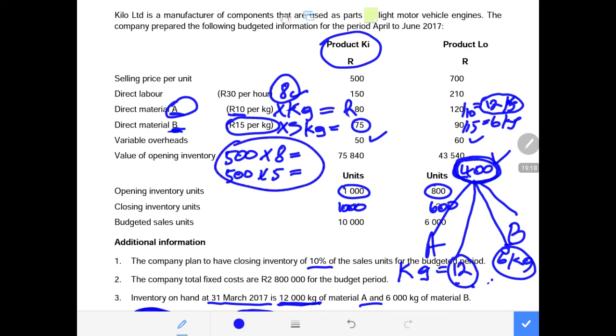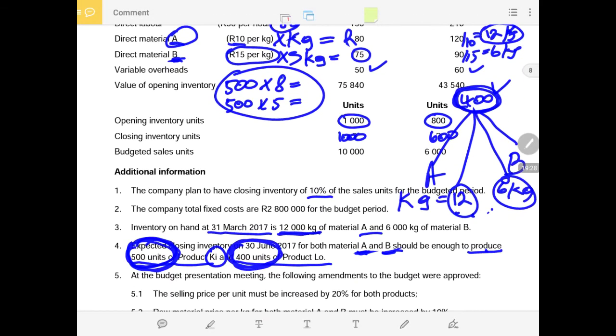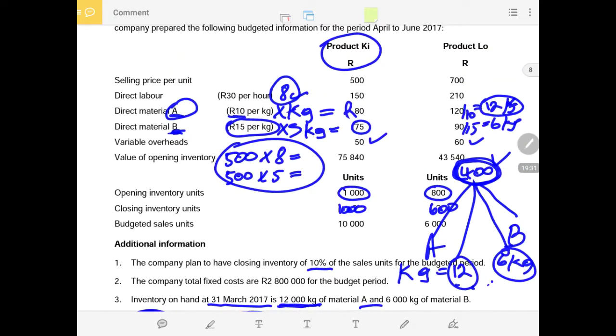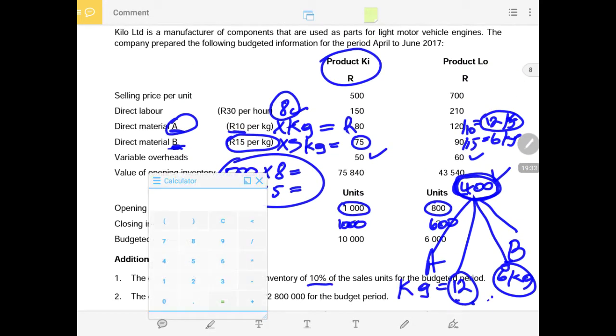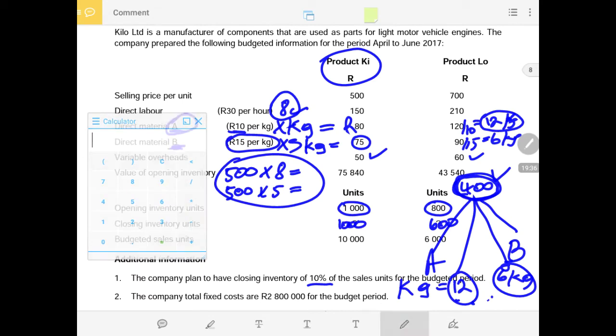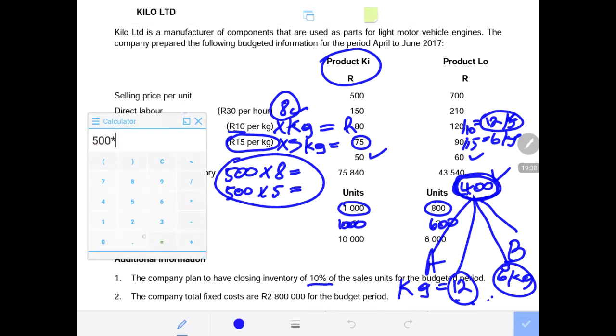of product KI. Now I am already in the material purchase budget, but again I will highlight that when we do that budget, the figures will remain the same. But let me just do the calculation so that when we go there we are already familiar with the numbers. It will be 500 by 8, which will give us a total of 4,000 cages. Then it will be 500 by 5, then it will give us 2,500.